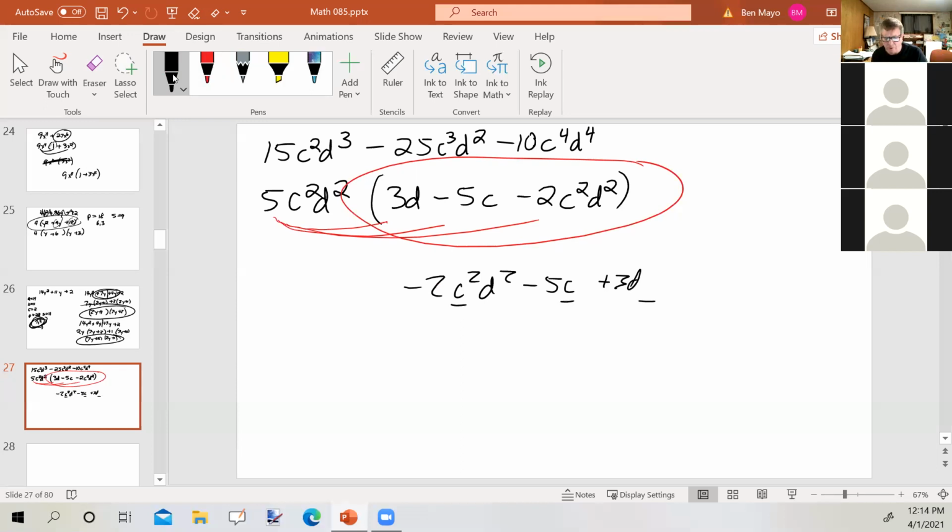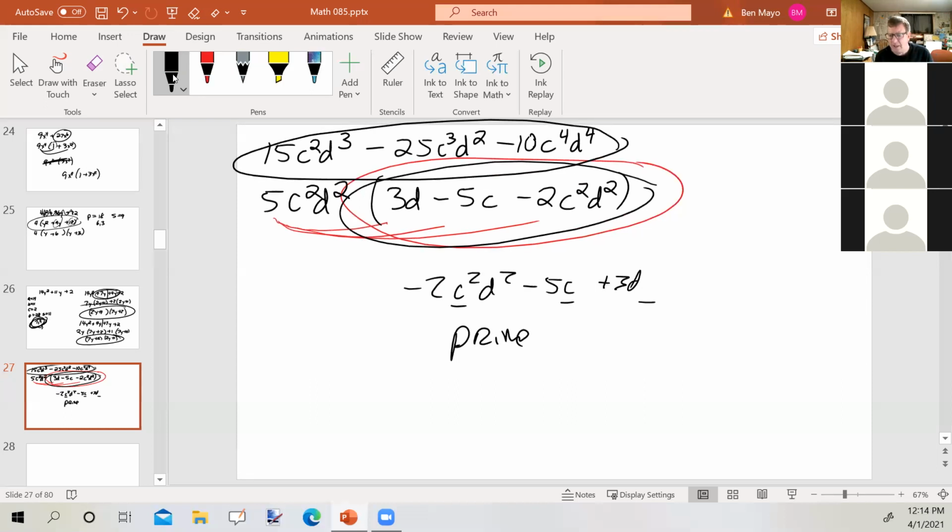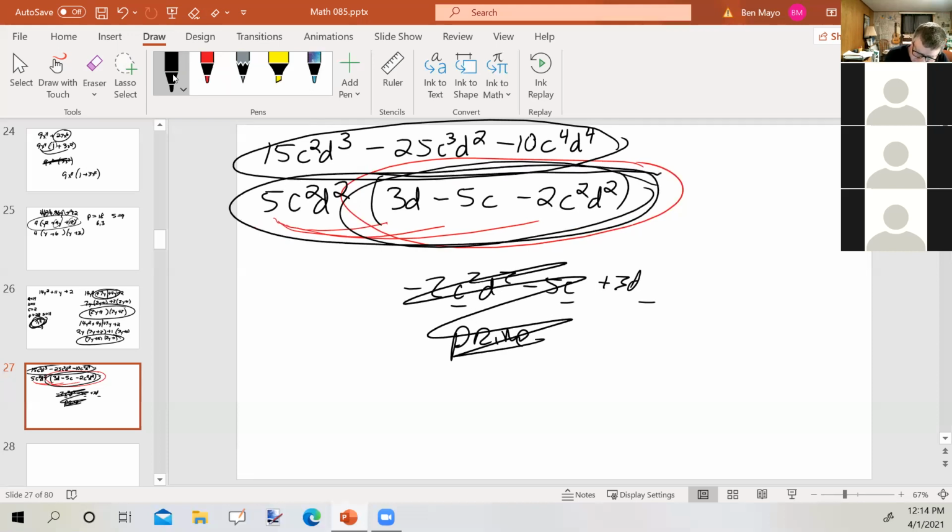Now, be careful. What you don't want to do is say, oh, it's prime. This part of it, true, it doesn't factor any further. But for a polynomial to be prime, that means that you couldn't do anything from the very beginning. And we did take out a greatest common factor. So the final answer would just be the greatest common factor times that trinomial inside. But again, it's not prime, okay? For it to be prime, you can't do anything, can't take anything out. All right? Okay, well, I'm going to go ahead and stop the recording.